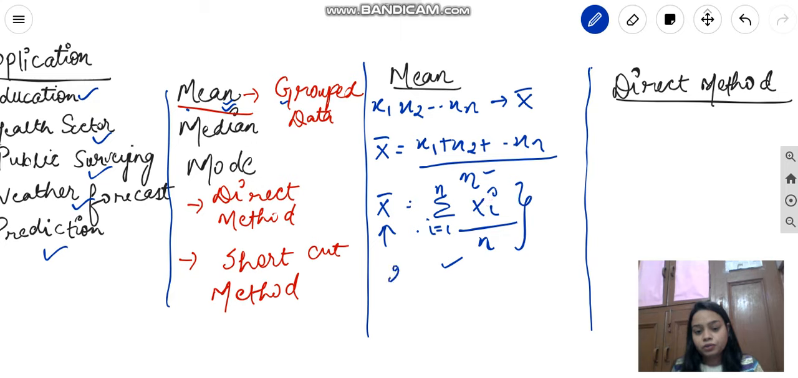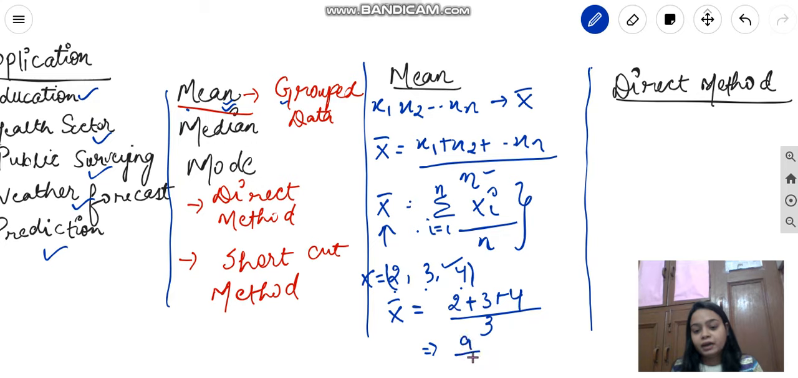Suppose we have 2, 3, 4 and we need to calculate the mean for these three. Suppose x is 2, 3, 4, then x bar is equal to 2 plus 3 plus 4 divided by the total number of observations, which is 3. So 2 plus 3 is 5, 5 plus 4 is 9, divided by 3, it will be equal to 3. So the mean for these values will be 3.